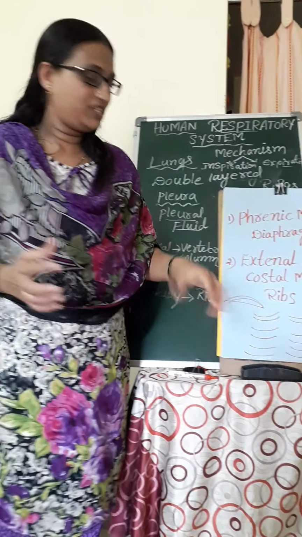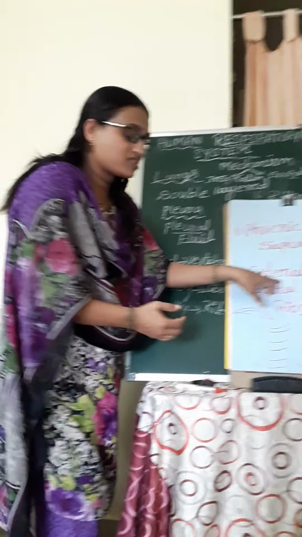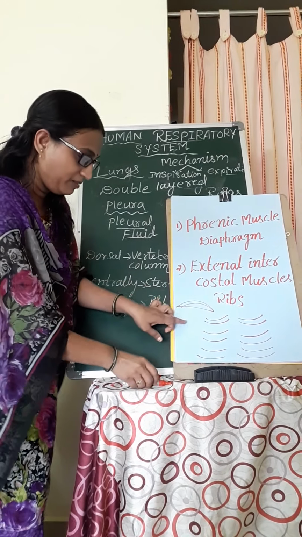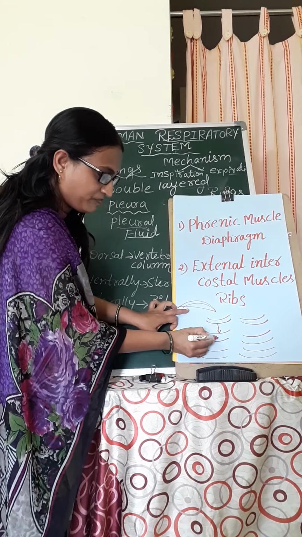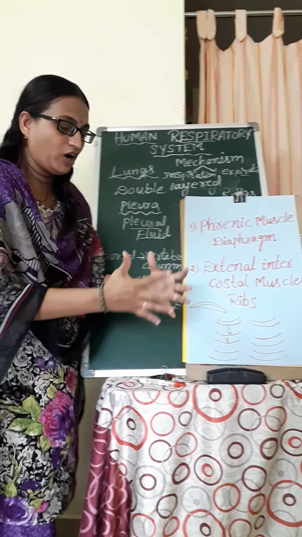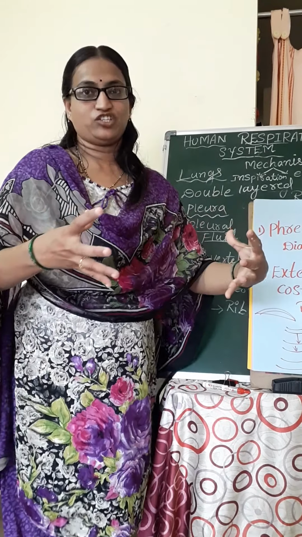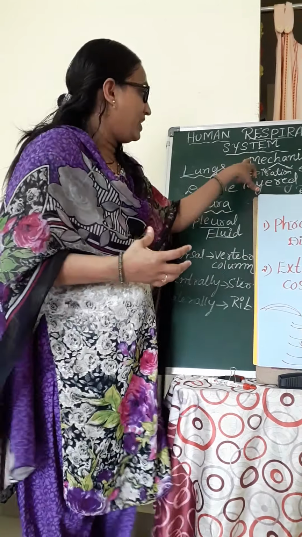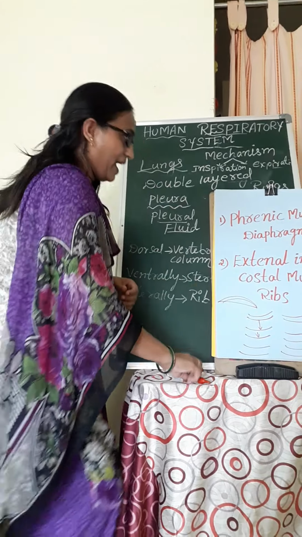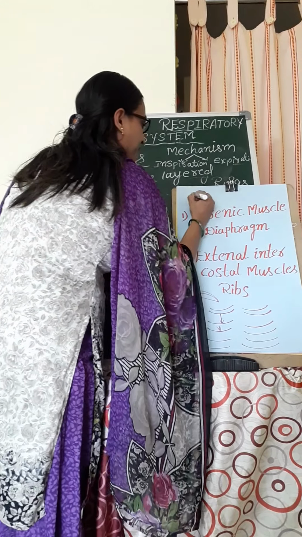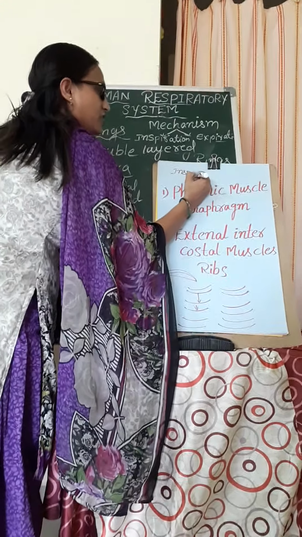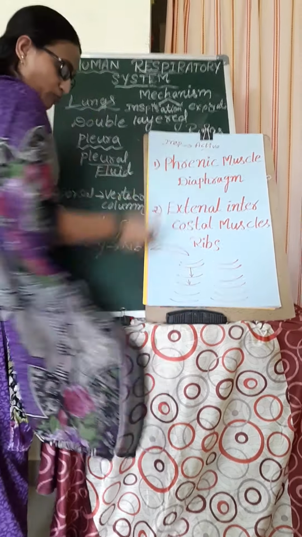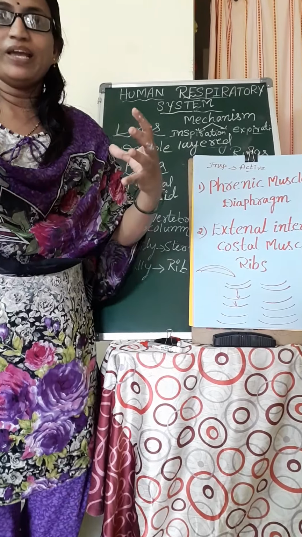The thoracic cavity and intercostal muscles, external intercostal muscles and internal intercostal muscles, are present in between the ribs, this part. Here these muscles will expand. As a result, the thoracic cavity increases. Inspiration is an active process. During this active process, the thoracic cavity will be increased.